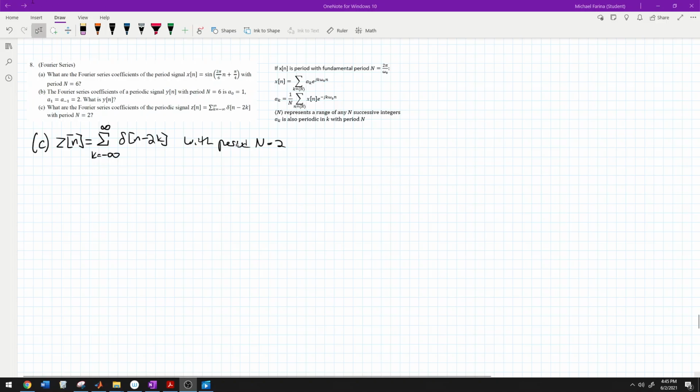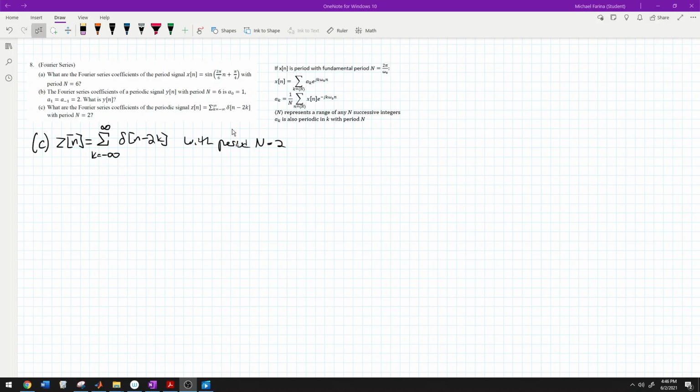All right. Practice midterm 8C, where the Fourier series coefficients of the periodic signal z of n is equal to the sum from k equals negative infinity to infinity of delta of n minus 2k, with period N equals 2. All right. So what the signal is going to look like, it's going to be an infinite impulse stream.